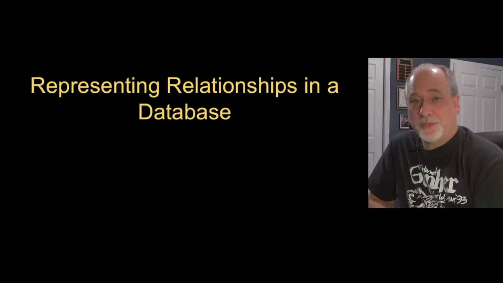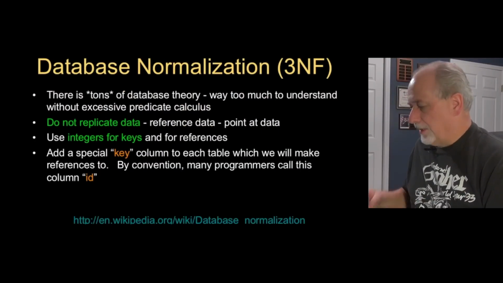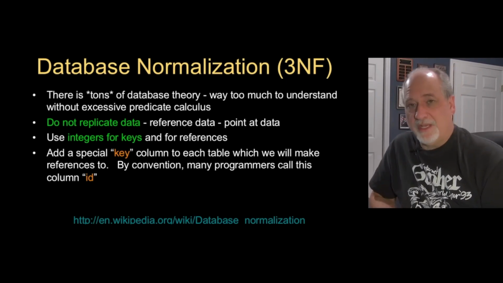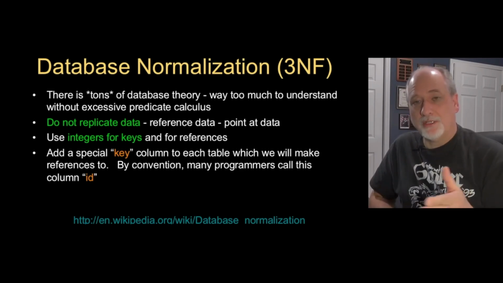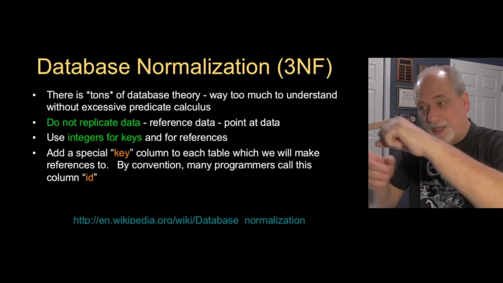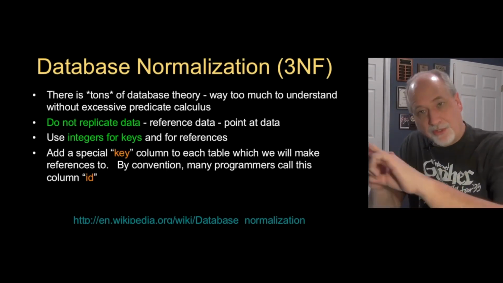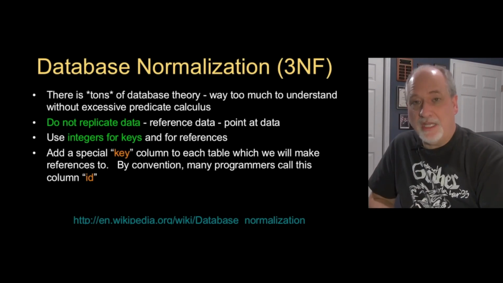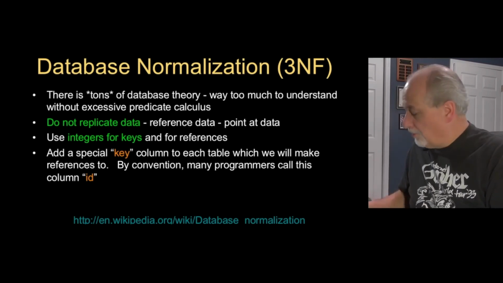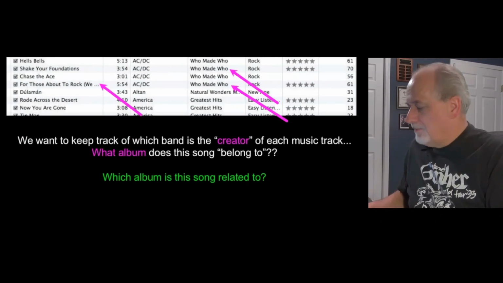Now we're going to represent these relationships in the database. And again, what we're trying to solve here is this notion of database normalization, third normal form. There is so much theory, right? But in this lecture, I'm just going to condense this down to: don't replicate string data, and use what are called keys. Use integer keys to point at those things. So we'll assign each row an integer, and then we're going to point from one row to another using those integers. And so we're going to add these special key columns to each of the tables, and the database will even help us manage those.